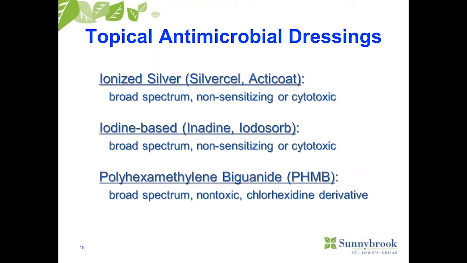So ionized silver here, we may have Acticoat, Silvercel. We have any dressing that has Ag or silver after it. And in terms of iodine base, you could use Betadine, but that's not slow release. We often use Iodine, Iodosorb, both very effective. Iodosorb I tend to use if there's some slough or some debris you want to clean out. Otherwise, I tend to use Inadine. I will tell you, Inadine is significantly cheaper than Iodosorb.